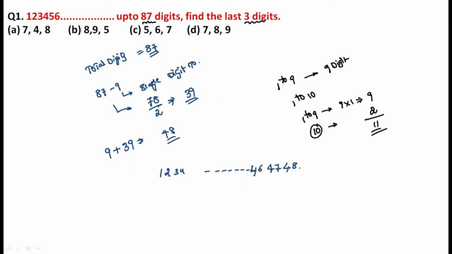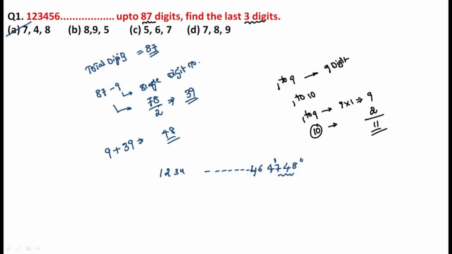Now the question: what are the last 3 digits? The last 3 digits in this question are 7, 4 and 8. So first, tell me guys, is it clear concept-wise? The last 3 digits are 748. It's a combination of single digit and 2 digit numbers.